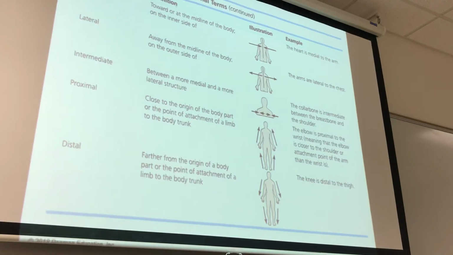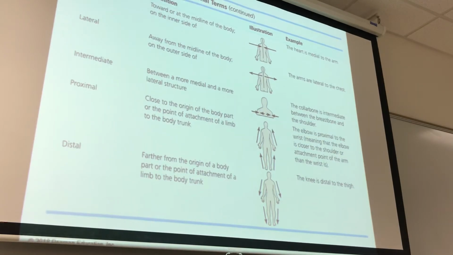My ear is lateral to my eye. My eye is medial to my ear. Does that make sense? Because my eye is closer to the midline. Intermediate is if you're comparing three different things. So if we're comparing my sternum, my nipple, and my shoulder, my nipple is intermediate because it's in between the other two. Make sense?